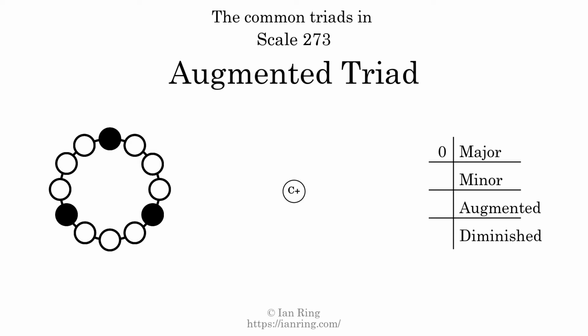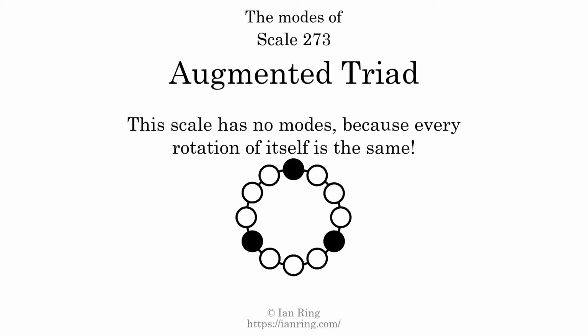There are no major triads. There are no minor triads. There is one augmented triad. There are no diminished triads. Scale 273 has no modes, because every rotation of itself is the same.